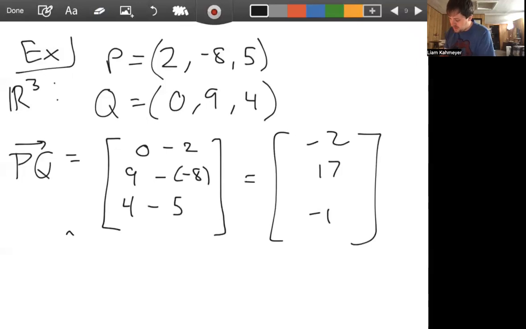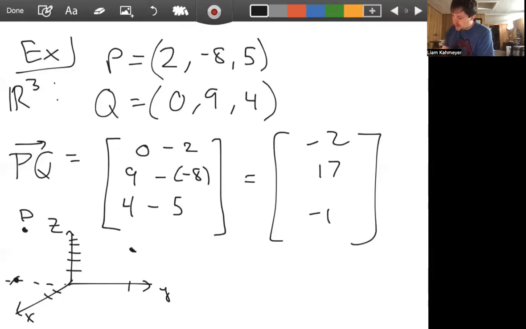And if you were to map this out in 3D space, let's say X, Y, Z. We have 2, let's say -8 is out here, and then 5 is up here. So this would be our point P. Our point Q would be 0, 9, 4, right? And then what we're looking at is this vector here.